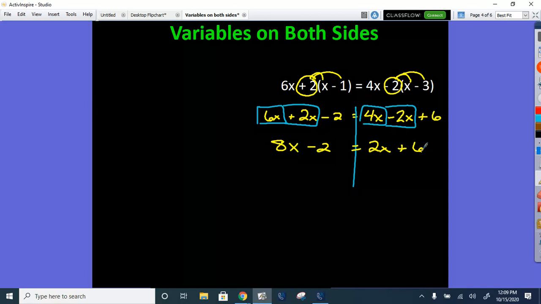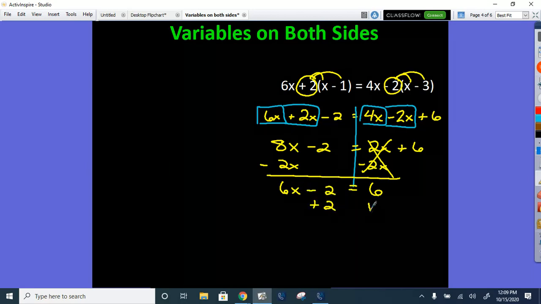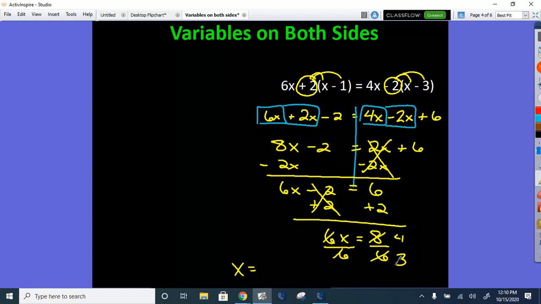From here, the smaller variable is 2x. So I move it by subtracting 2x from both sides. I get 0 plus 6, which is 6. Over here, I get 6x minus 2. Add 2 to both sides to get my 6x alone. 6x is equal to 8. Then I divide both sides by 6, and again, this is why I divide using a fraction. Now I can just reduce my fraction. I can reduce them each by 2, making our final solution x is equal to 4/3.